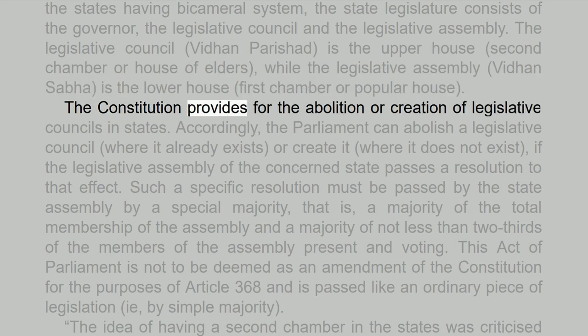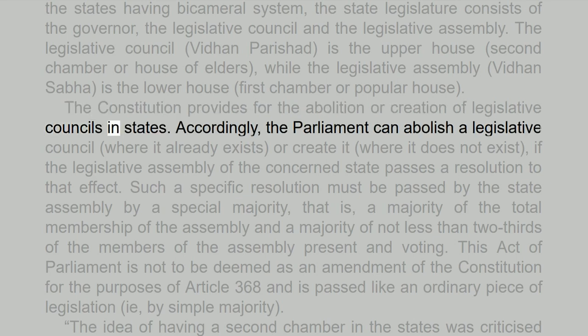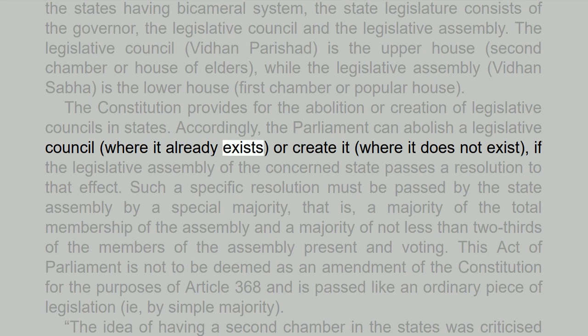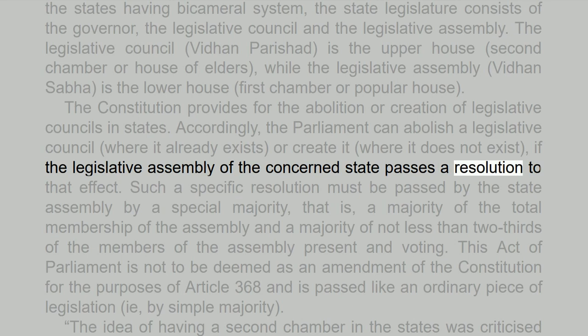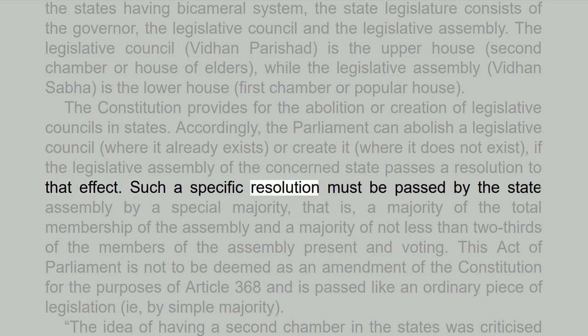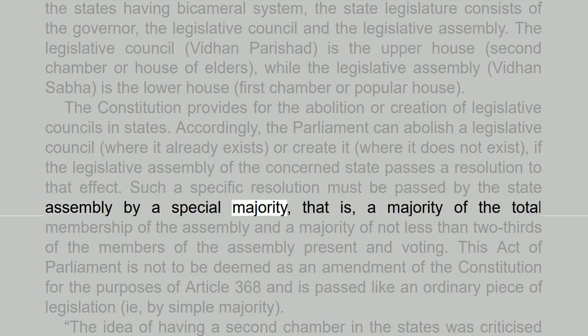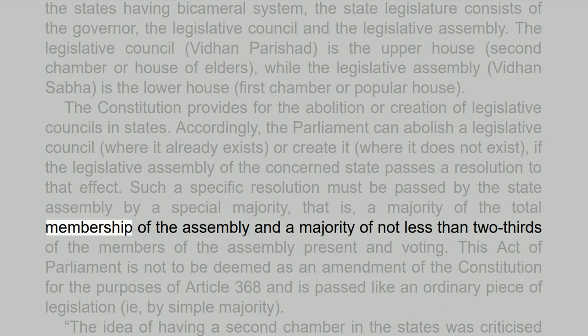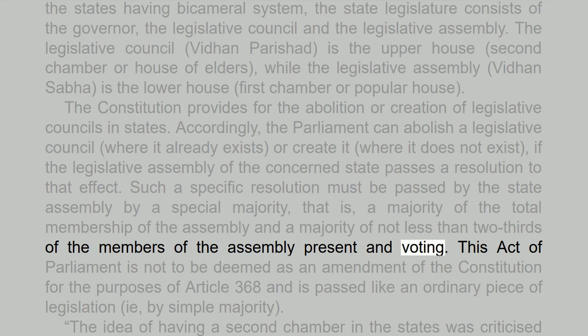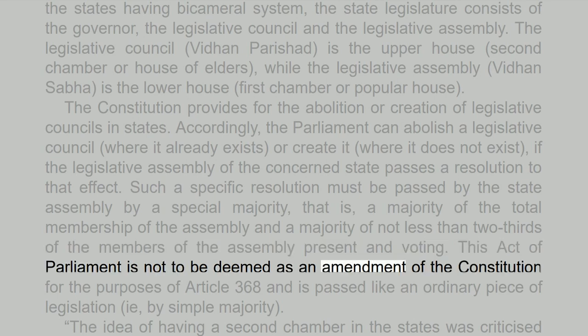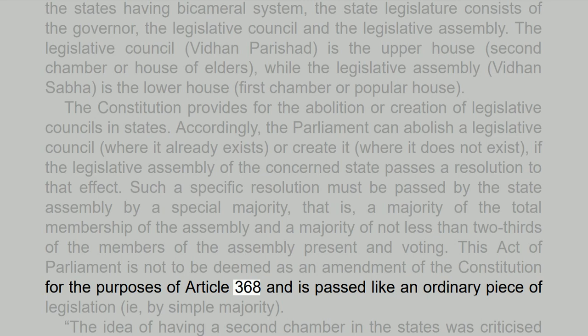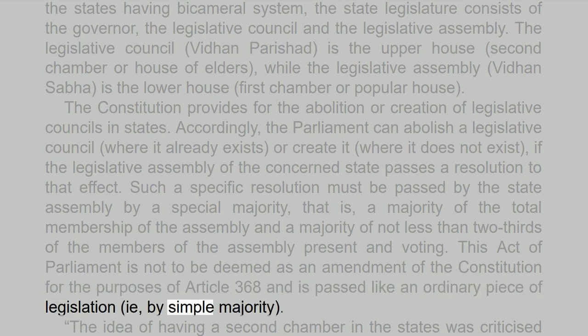The constitution provides for the abolition or creation of legislative councils in states. Accordingly, the parliament can abolish a legislative council, where it already exists, or create it, where it does not exist, if the legislative assembly of the concerned state passes a resolution to that effect. Such a specific resolution must be passed by the state assembly by a special majority, that is, a majority of the total membership of the assembly and a majority of not less than 2/3 of the members of the assembly present and voting. This act of parliament is not to be deemed as an amendment of the constitution for the purposes of Article 368 and is passed like an ordinary piece of legislation, i.e., by simple majority.